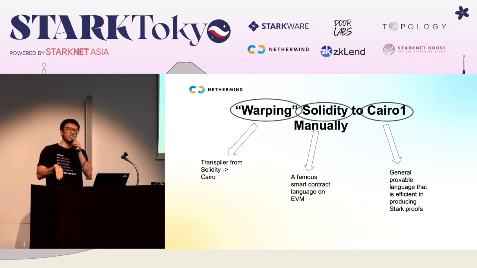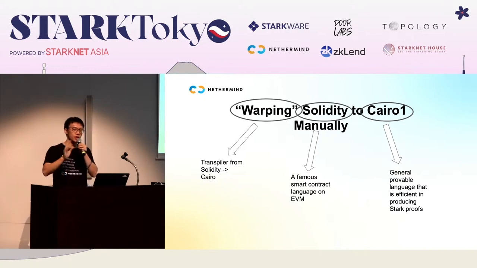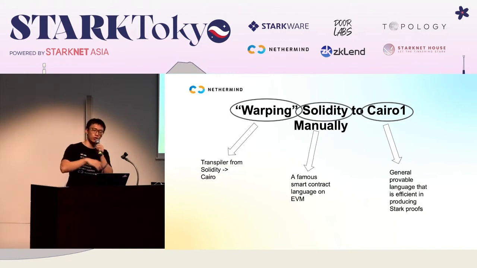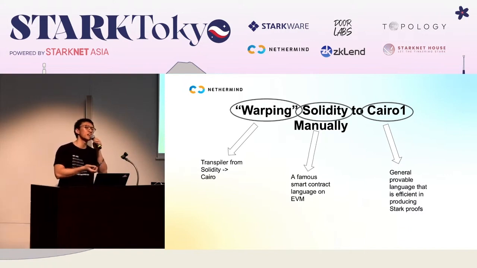What is Solidity? For those who are asking, it's one of the most famous smart contract languages on EVM chains. People deploy Solidity code on Ethereum, on Polygon, and so on. And Cairo1, if you are here for the talk, is a general provable language that's efficient in producing Stark proofs, and it is also used by StarkNet as its smart contract language.